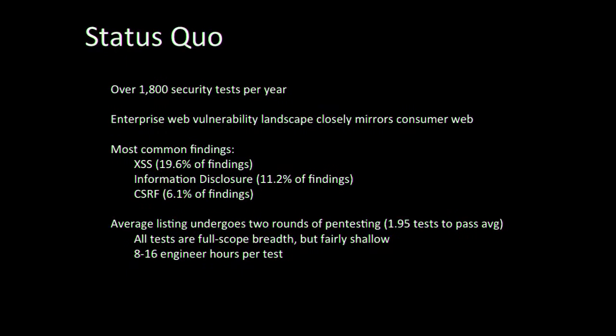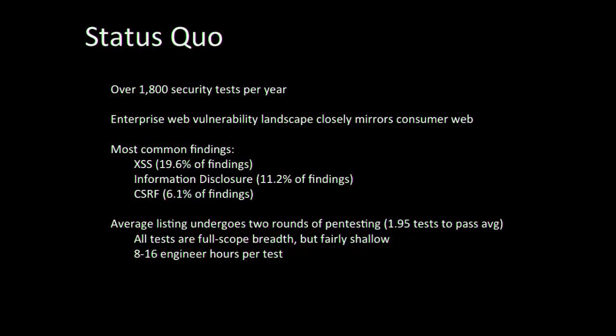The average listing that we look at undergoes 2 rounds of penetration testing. The average right now is 1.95 to pass. And all of our tests are full scope, full breadth, but they're fairly shallow. What I mean by that is that if you fail the first penetration test and you come back for round 2, we're not just verifying remediation. We actually are making sure that you have everything secure.